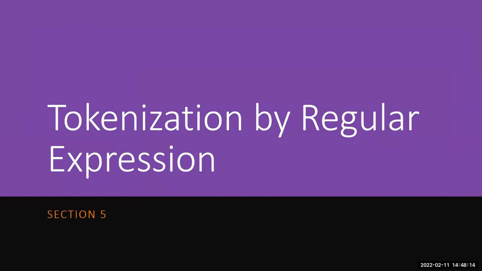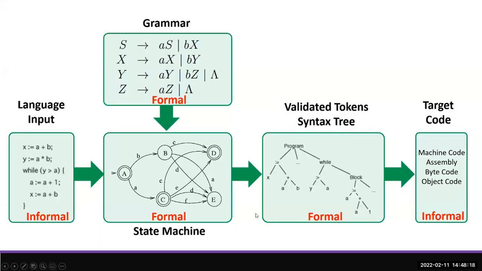Section 5, tokenization by regular expression. So far, we already know that a finite state machine for tokenization is possible, and we can use that to qualify the input tokens and then check the grammar. In this section, we are going to go a step further, looking into the issue of generating a tokenizer from the grammar.